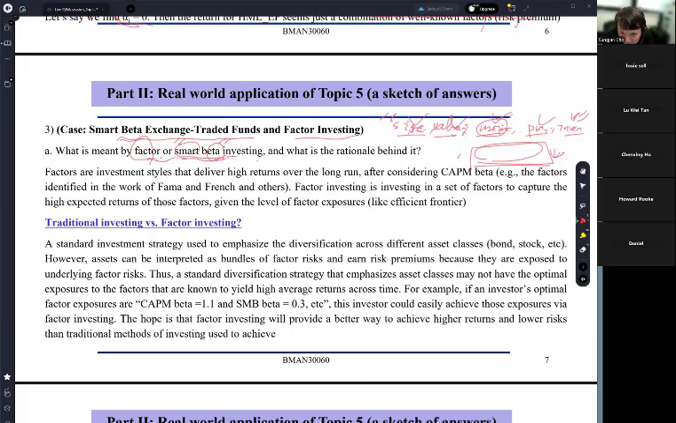Okay. What is the rationale behind it? Traditionally, people recommend something like you put 20% into bonds, 60% into stocks. That's called traditional investing, traditional portfolio diversification. Traditionally, the financial market recommends that we invest a certain percent into a certain asset class, and a certain percent into another asset class.